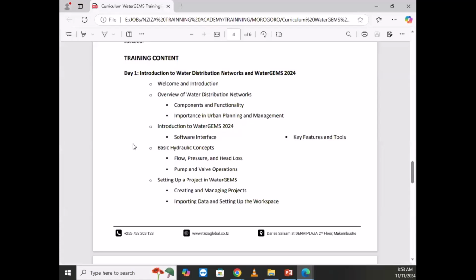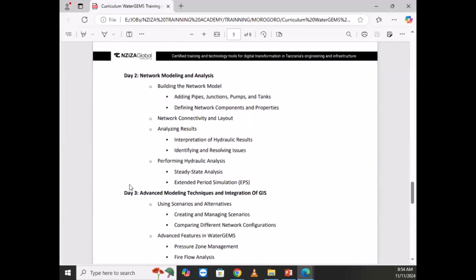After that session, we will look at how to set up a project in WaterGEMS. After seeing how the interface looks and how the essential tools in WaterGEMS look, we will now see how to start up a project: creating a project, managing a project, putting in some data, and setting up the workspace. We look at how to start up with the software.